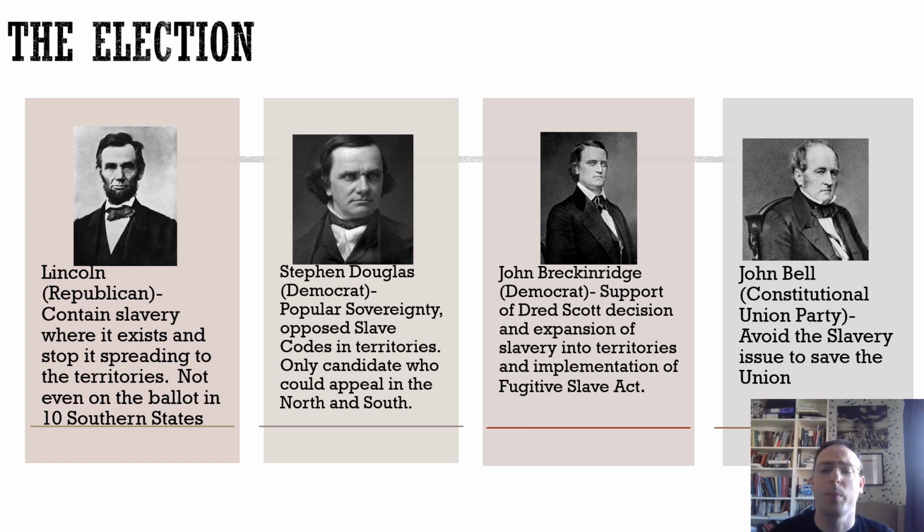We've also then got John Breckinridge, also a Democrat. He supports the Dred Scott decision. The expansion of slavery is something that he's pushing. He says it should be allowed in all the territories. He's saying that the Fugitive Slave Act needs to be properly implemented in the North, and so really pushing that pro-South agenda.